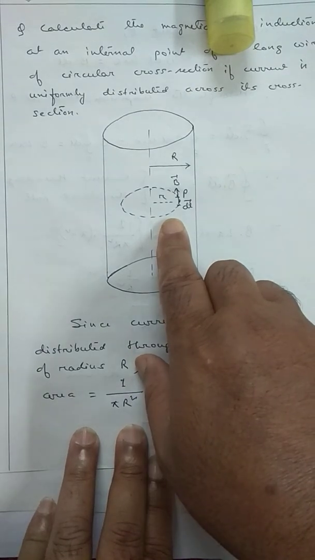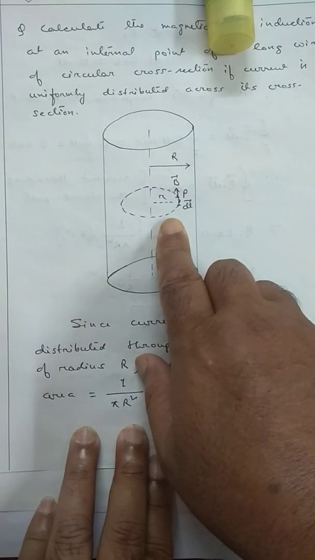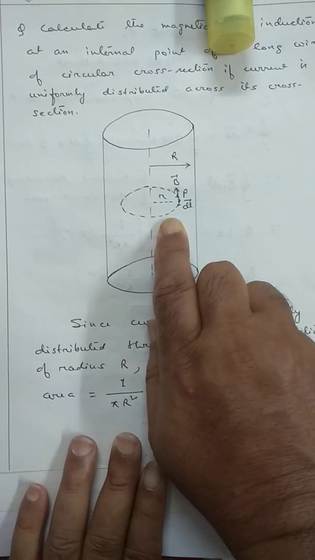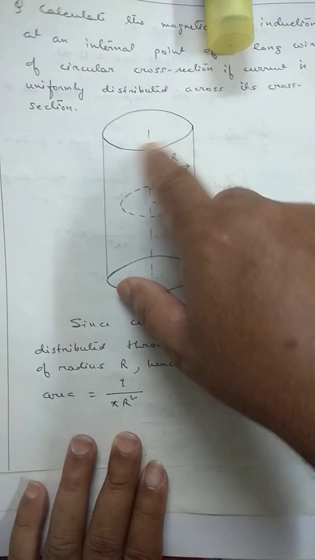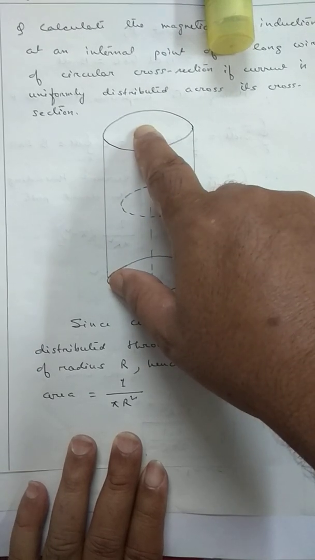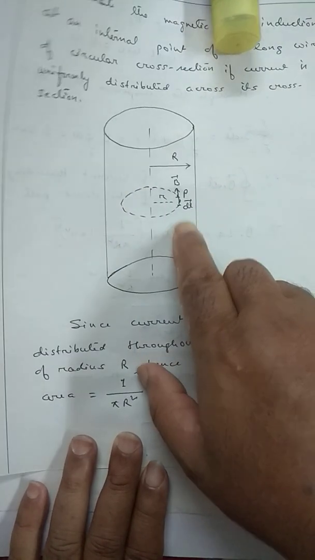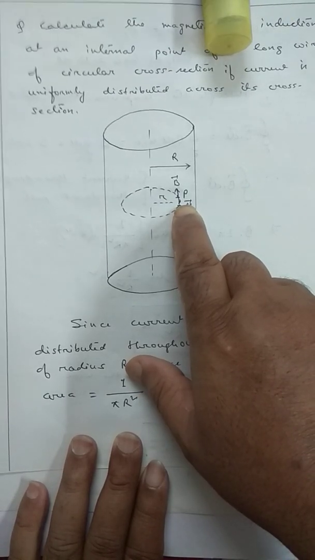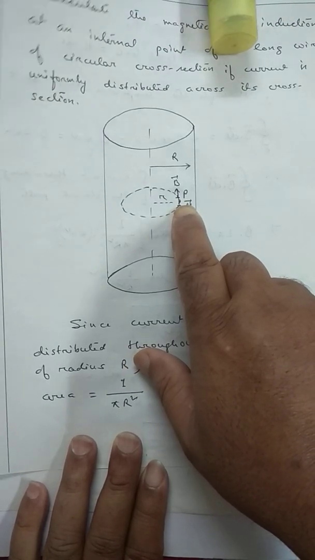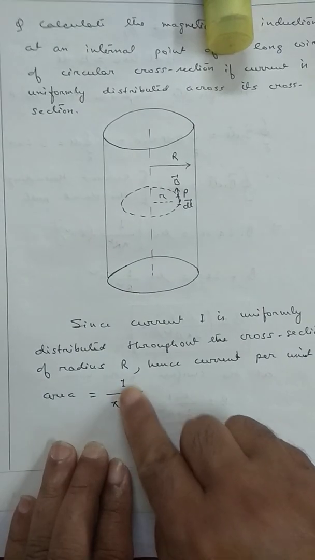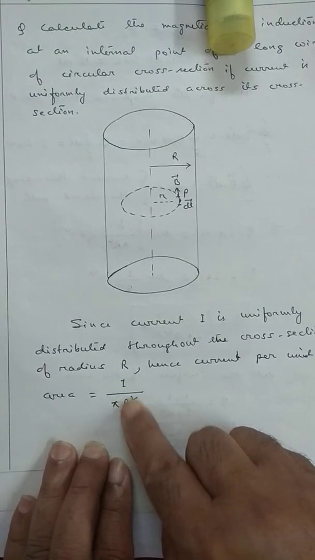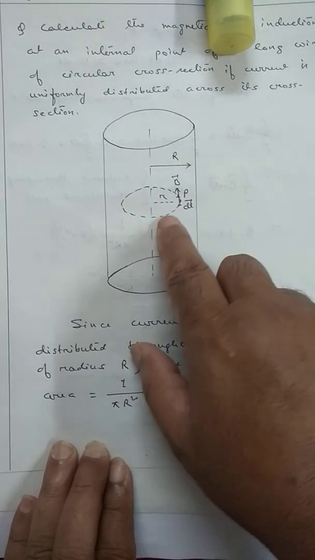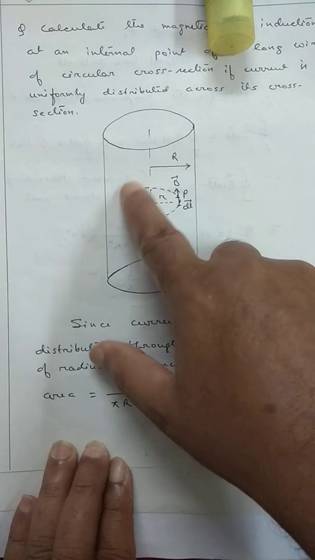Normally we know that current always passes through the surface of the wire. But if we assume that the current is uniformly distributed throughout the cross section of the wire, then under that situation we can find the value of magnetic field induction at an internal point. If current is uniformly distributed, what is current per unit area? I by pi R squared. R is the radius of the wire, and this is the Amperian loop.